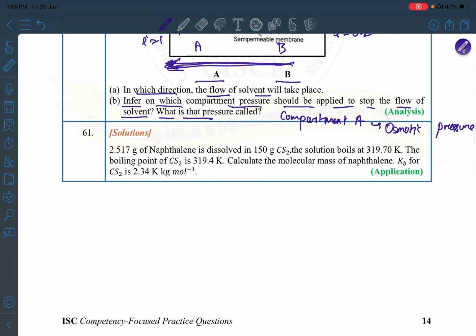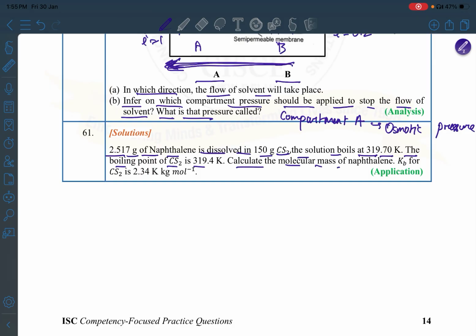Okay. Now the next question is: 2.517 gram of naphthalene is dissolved in 15 gram of CS2, carbon disulfide. The solution boils at 319.70 Kelvin and the boiling point of CS2 is 319.4.